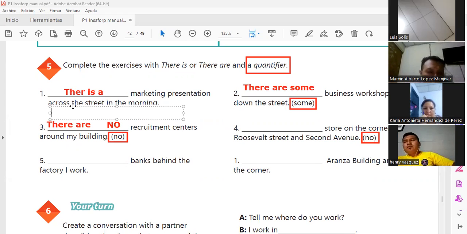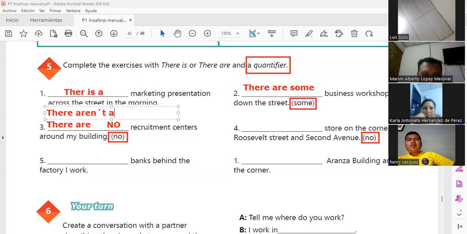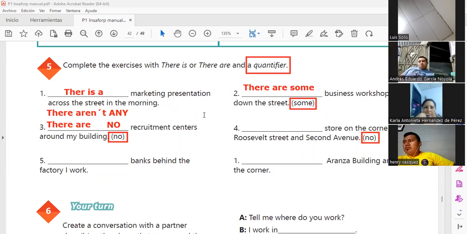So we have two options. So you can say there are no recruitment centers, or remember that yesterday we mentioned this. There aren't any recruitment centers. Very good. So you have two options right there. Any or no. All right. Very good. Do you notice any difference between these two? Aparte de any and no, what is another difference?